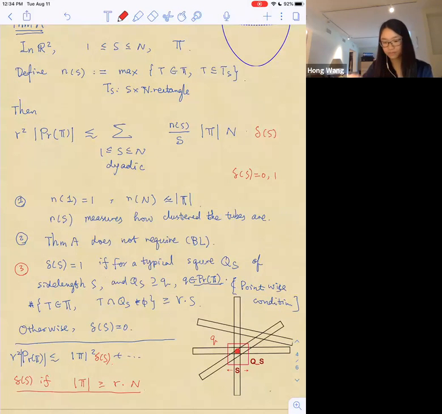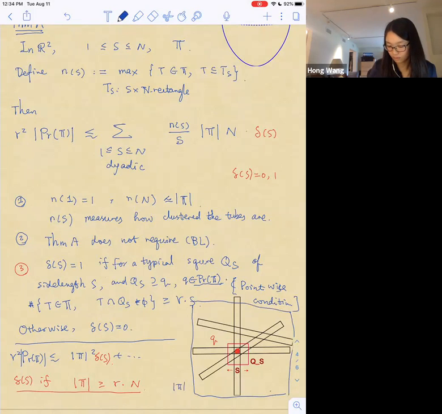But this condition says that when R is smaller than T divided by N, then roughly speaking, we can randomly put the tubes. We can put the tubes in a random position, and then for a typical point in the square, we would have more than T divided by N many tubes passing through it.